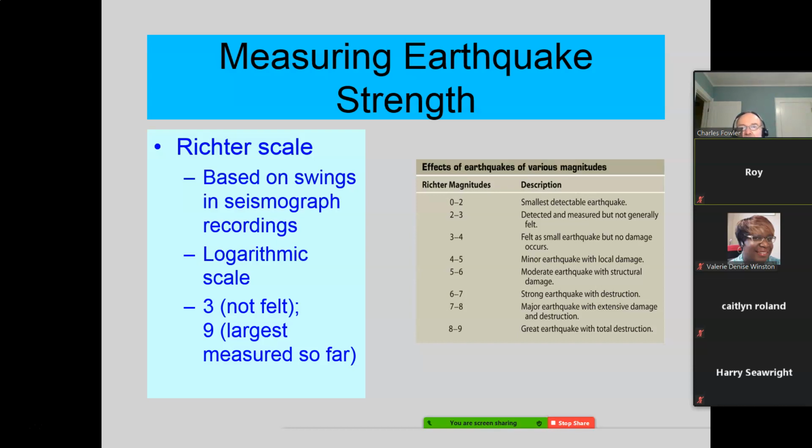Now, 3 to 4, felt as small earthquakes, but no damage occurs, okay? Now, did I relate to you that there was an earthquake somewhere in Virginia? I'm guessing this was about 6 to 10 years ago. No, I think I can narrow it down. Yeah, 5 to 6 years ago maybe.